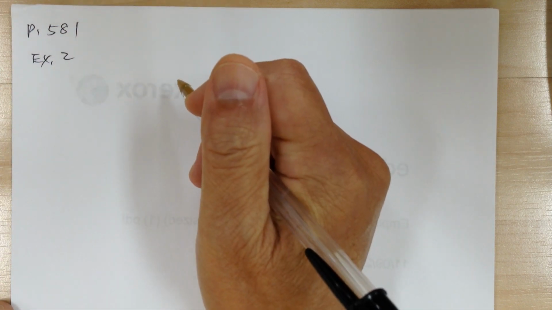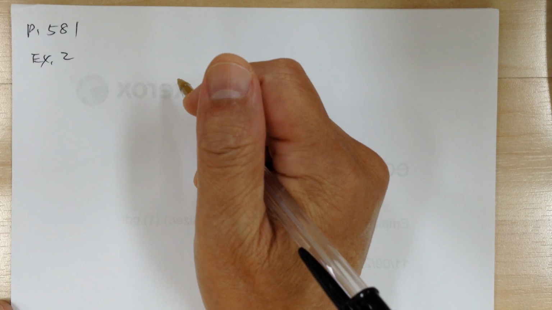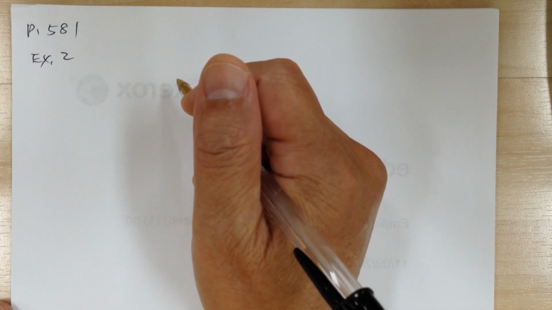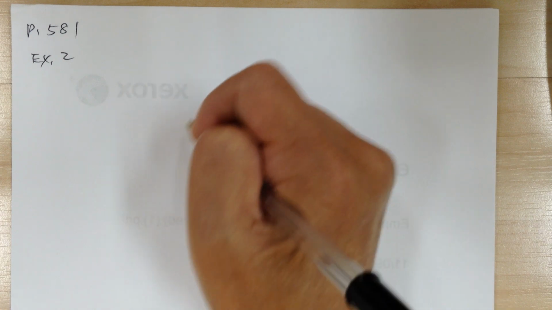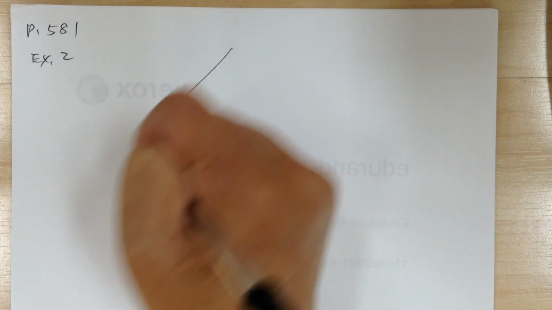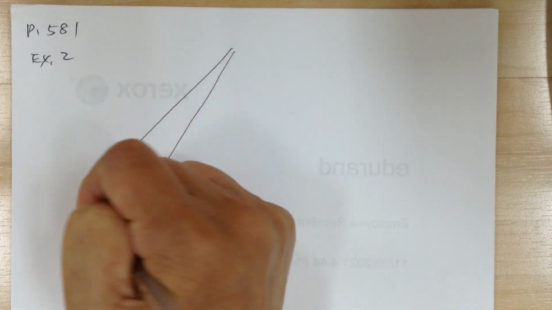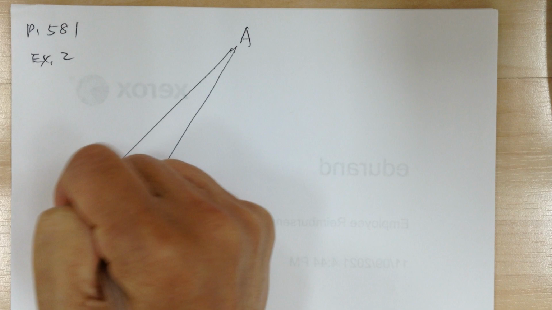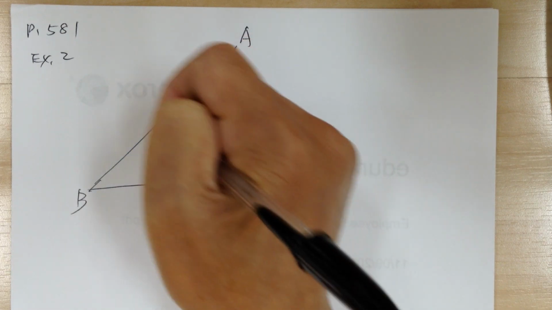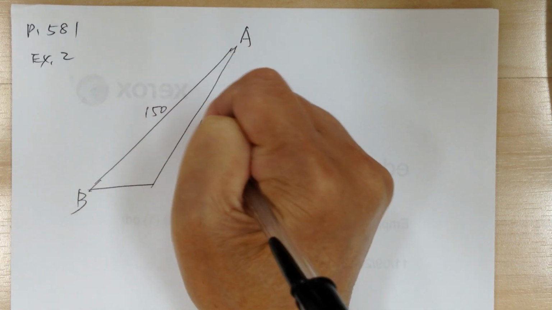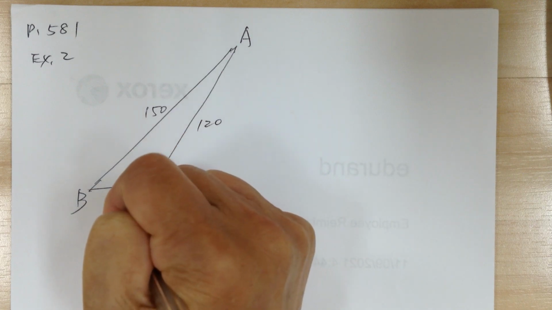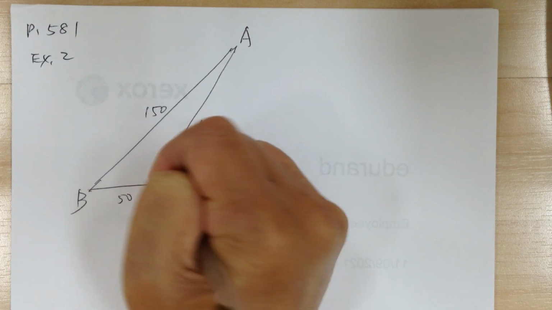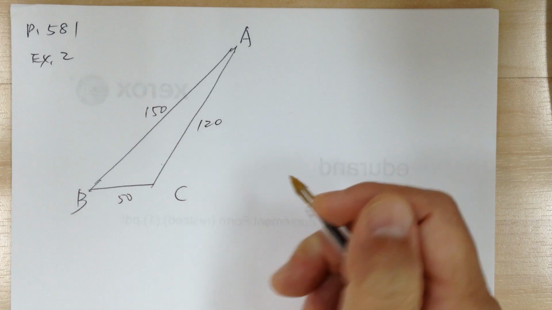It's a triangle-shaped lot, has sides of length 50 meters, 120 meters, 150 meters. Find the largest angle of the lot to the nearest tenth of a degree. So you have this lot over here. They give you the picture. So A, B, C, and this is 150, 120, 50, and you're looking for the largest angle.